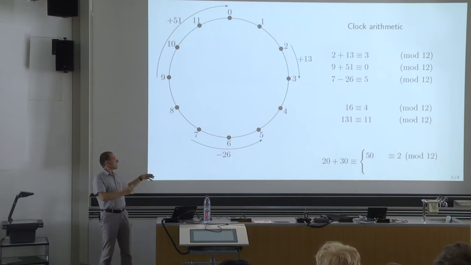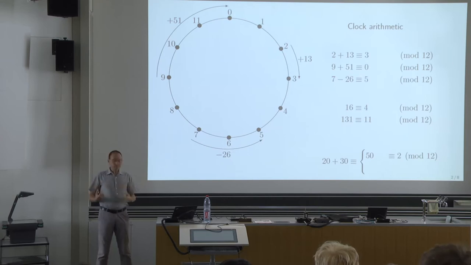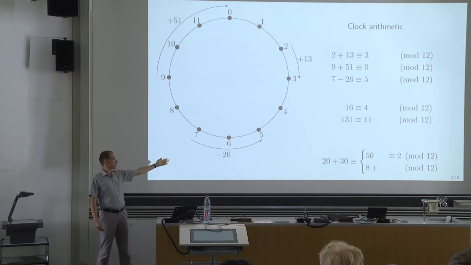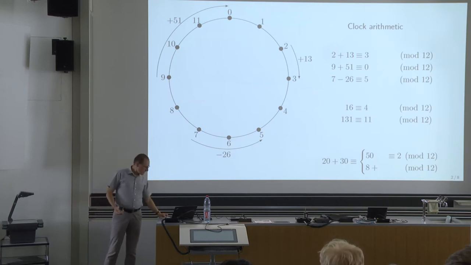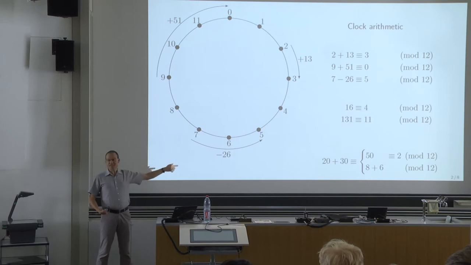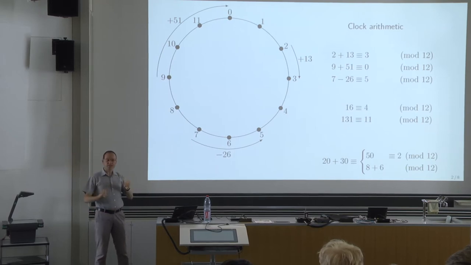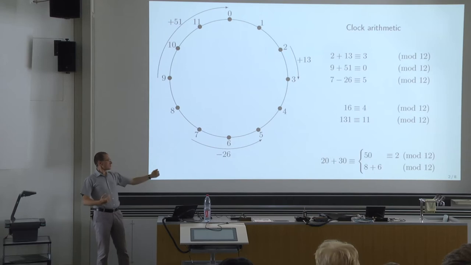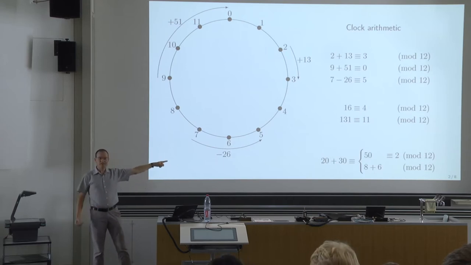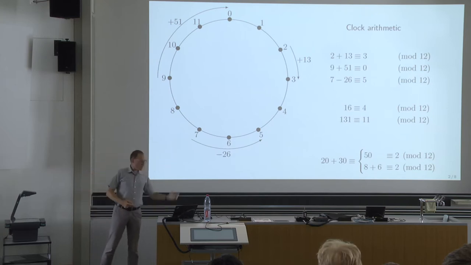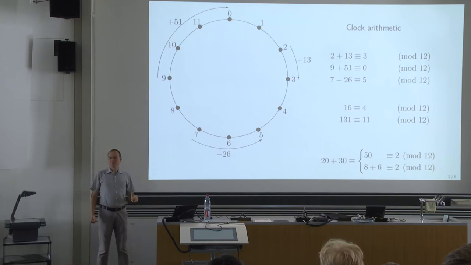But if you don't like adding big numbers, let's say imagine these were maybe not 20 and 30, but really big numbers, you can first say that 20 is congruent to 8 modulo 12, because it's 12 plus 8. 30 is congruent to 6. And rather than add 20 and 30, which will give you a big number, you can reduce each of them mod 12, get 8 and 6. Add those, you get 14, and 14 is, of course, congruent to 2 modulo 12.